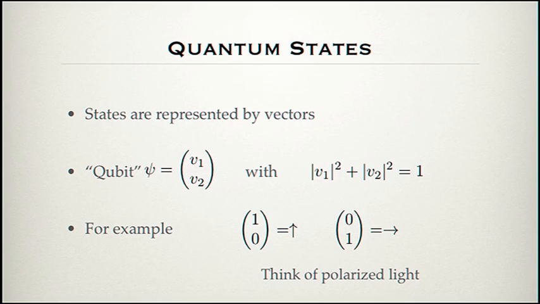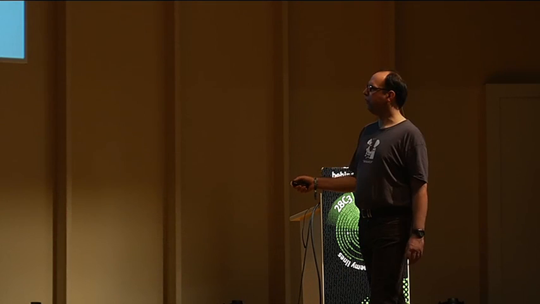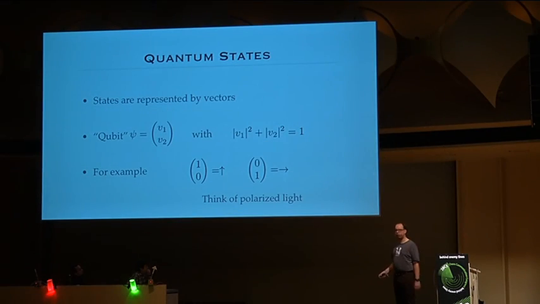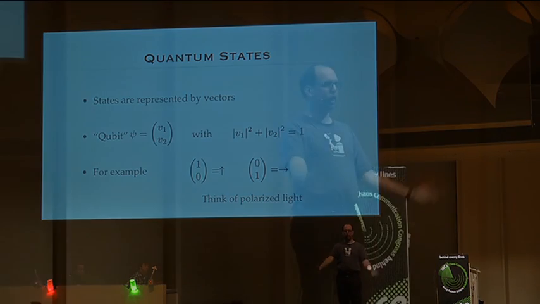Usually I want to call this state up, so I draw an up arrow. And now I could also have a 0 and a 1 instead of a 1 and a 0, and I want to call this right. These are the two simplest states that my system can be in. I haven't talked about how I realize this, what kind of thing this is, whether it's an electron spin or something else.